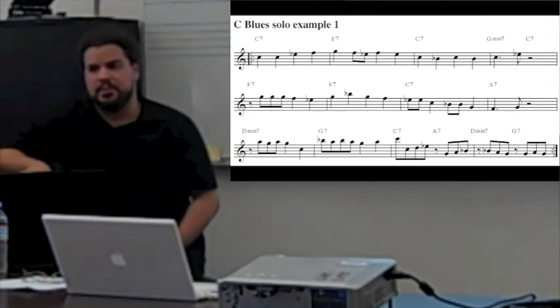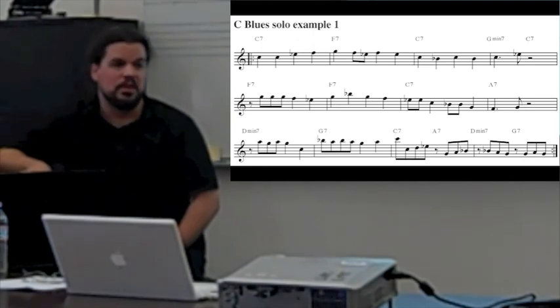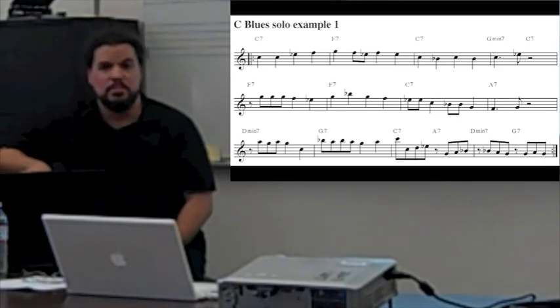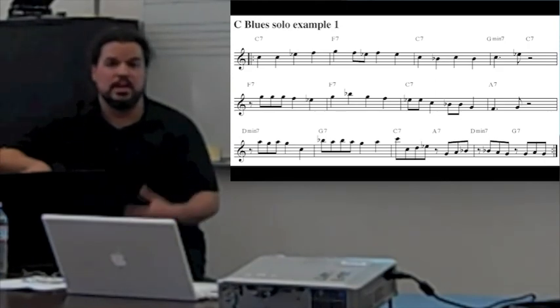I use minor pentatonic instead of blues because that sharp 4 is a color tone anyway. That's how it came up in history. The blues scale is a fabricated scale. The pentatonic is not.